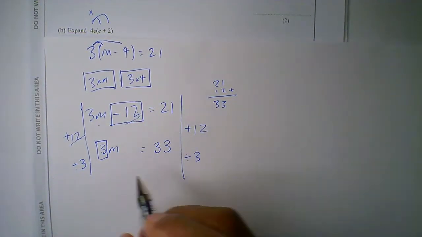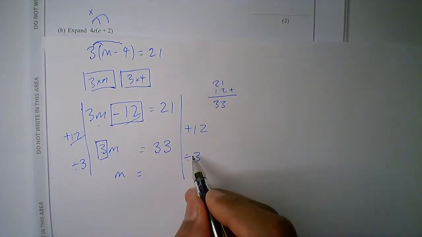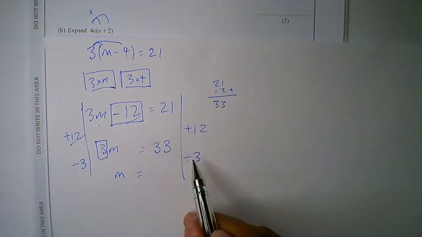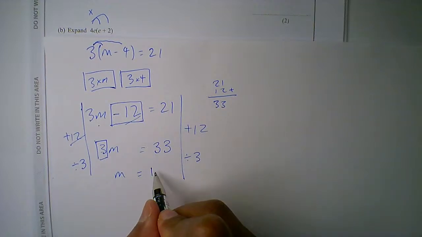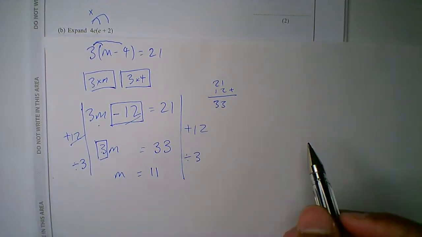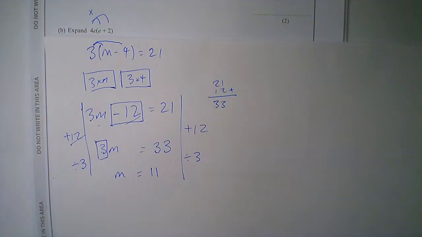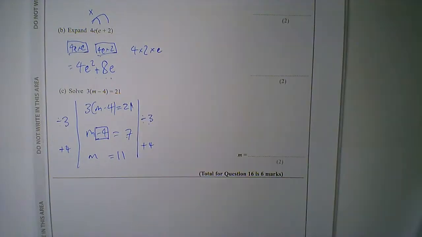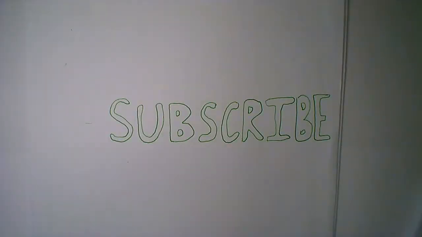Divide by 3. m equals 33 divided by 3. 3 times 10 is 30, so that's 10, then 1 more, 11. So 3 goes into 33 11 times. And you can see the answers are the same. All right, so if you spotted that shortcut, that would help you.